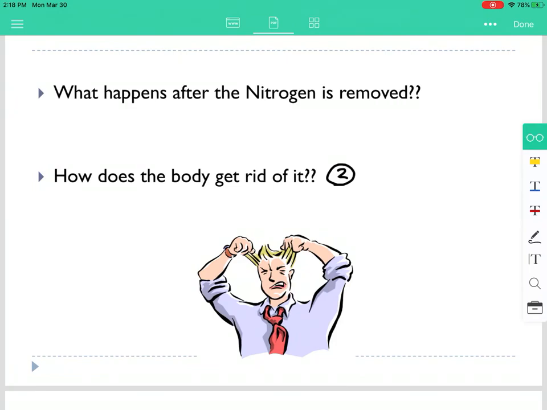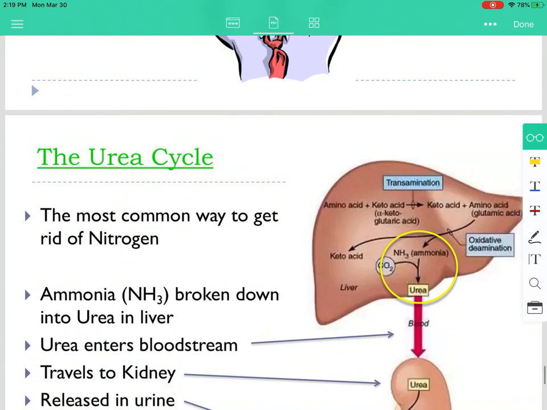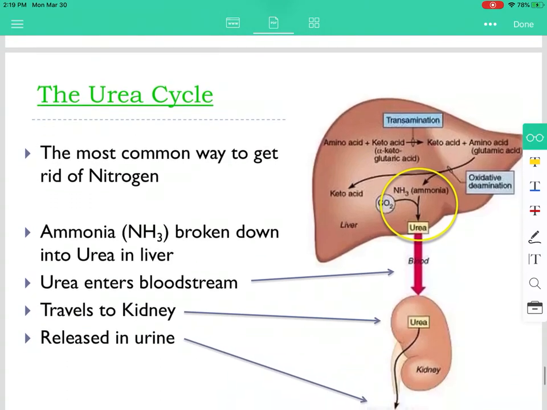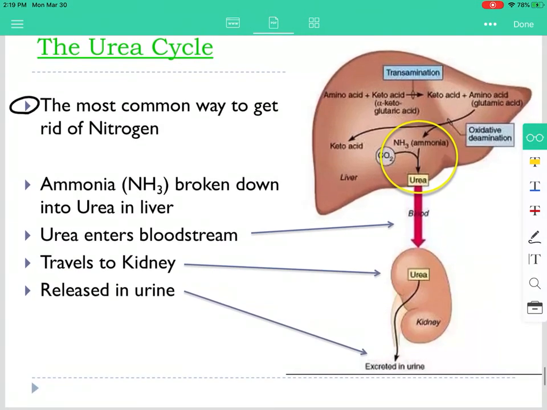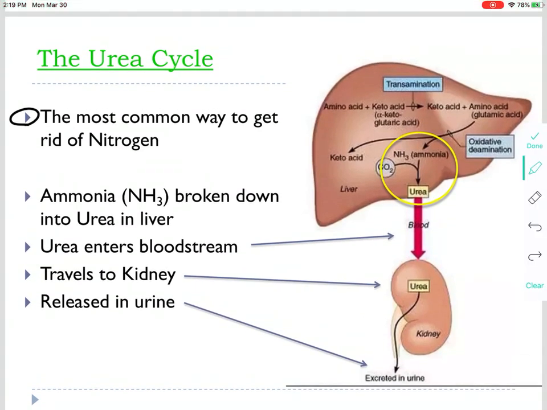But now, even though we remove nitrogen from the amino acid, we still have nitrogen in the body. We just have it no longer attached to the amino acid. So we have to have a way to get rid of that nitrogen out of our body completely, and that is called the urea cycle. This is the body's most common way to get rid of nitrogen, and I mean to get out of the body. This occurs in the liver.